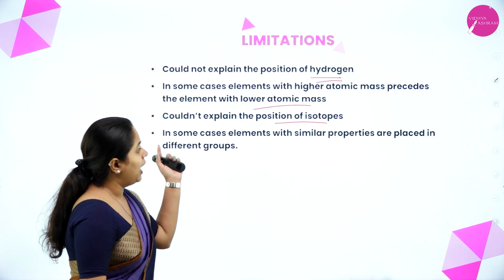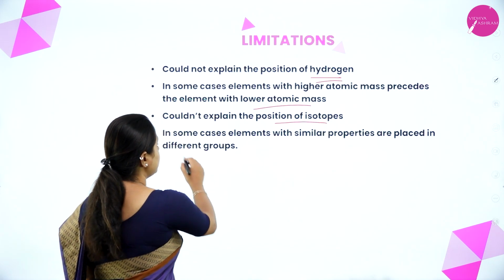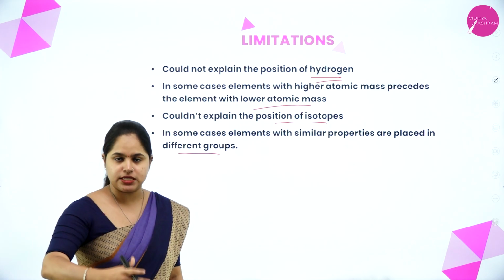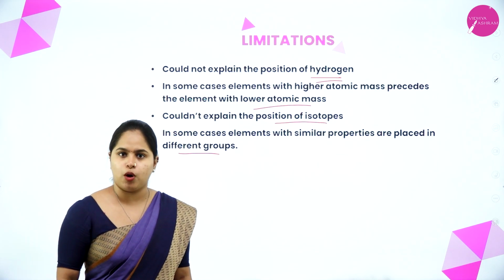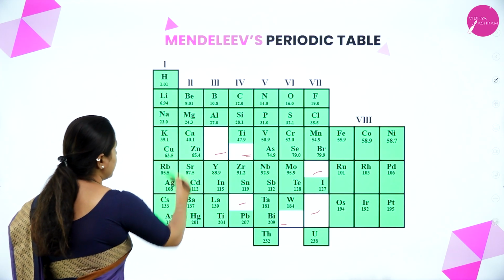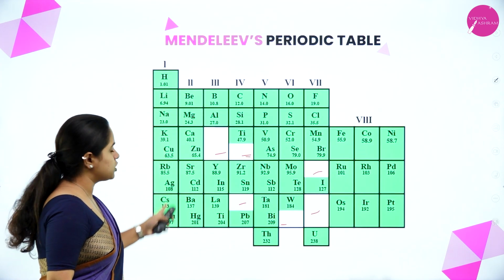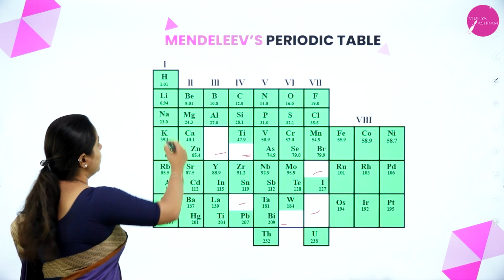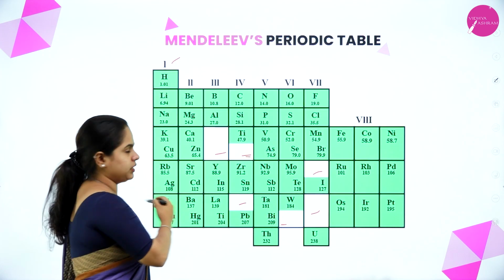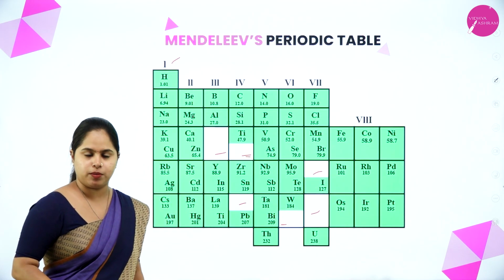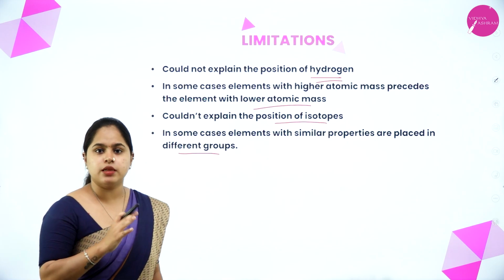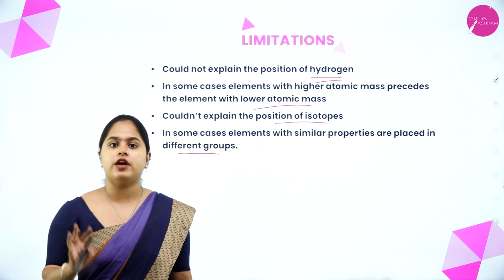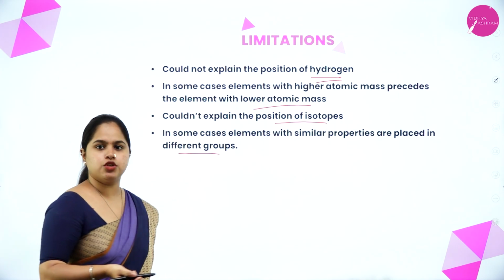And in some cases, elements with similar properties are placed in different groups. In a group, all the elements present in a particular group must have the same properties, right? If I am considering this group, all the elements in this group must have similar properties. That is how the classification is done. But there was a limitation that in certain circumstances, the elements present in the same group had different properties. So that was also a limitation.